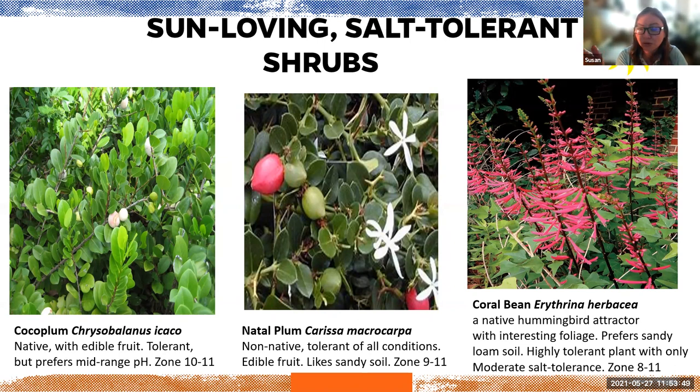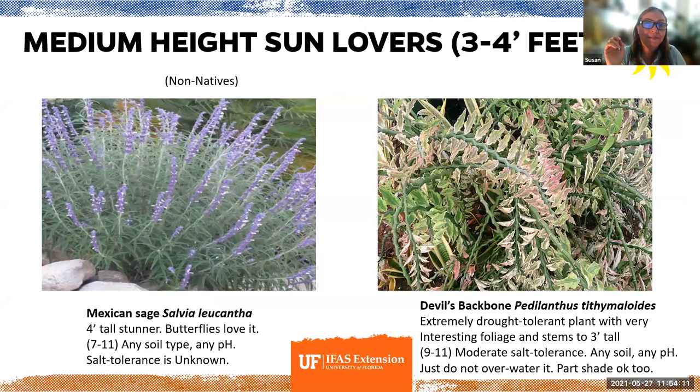And the native coral bean, Erythrina herbacea, again, has those great red tubular flowers for the hummingbirds as well as the butterflies. It is deciduous, so it will lose all of its foliage in the winter, and then you'll get the really pretty striking red blooms, and then the foliage will start to come back in the summer. Mexican sage is a beautiful medium height sun lover. When it's blooming, it's just spectacular, and butterflies will love it. The salt tolerance is unknown, unfortunately, on that one.